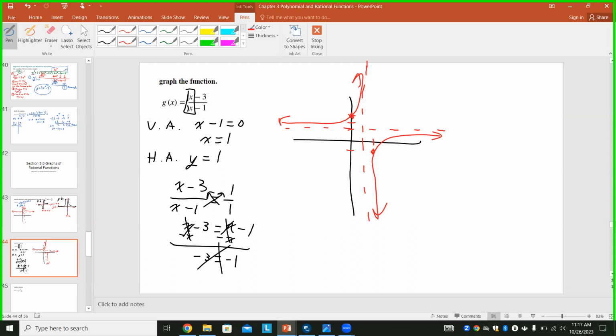Yes? How did I get this one? Oh, I took the number 2 and plugged it in. 2 minus 3 gives me -1. And then 2 minus 1 gives me 1. -1 divided by 1 is -1. So that tells me I have a point at 2, comma, -1. And since it told me it was over here, then I know where the rest of my branch is going to be. And this one was 0, 3, which told me my branch is going to be above that asymptote.